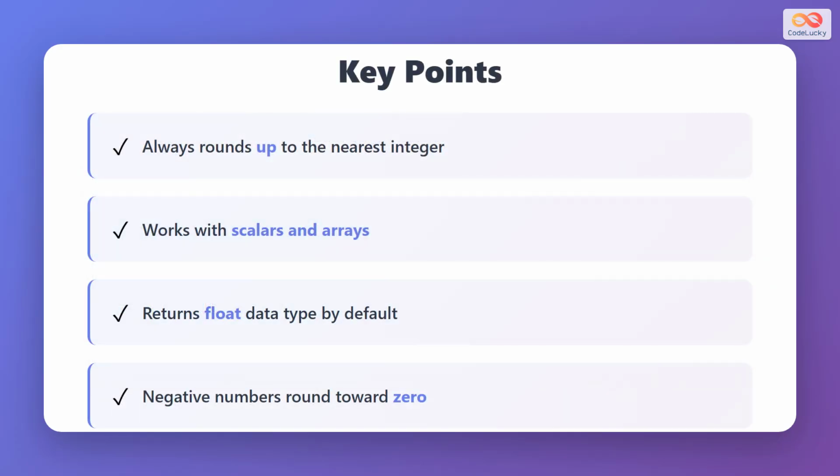Let's recap the key points about np.ceil. First, it always rounds up to the nearest integer, never down. Second, it works seamlessly with both scalars and arrays, making it versatile for different use cases. Third, the function returns a float data type by default, even though the values are whole numbers. And finally, remember that negative numbers round toward 0, so negative 2.4 becomes negative 2, not negative 3. Understanding these principles will help you use ceil effectively in your NumPy projects.